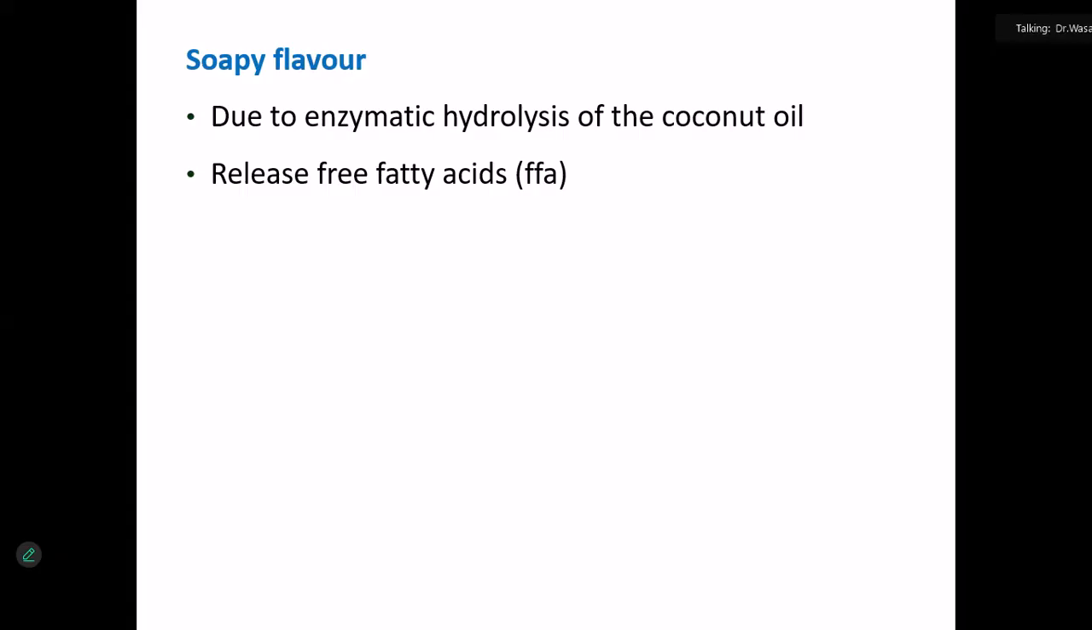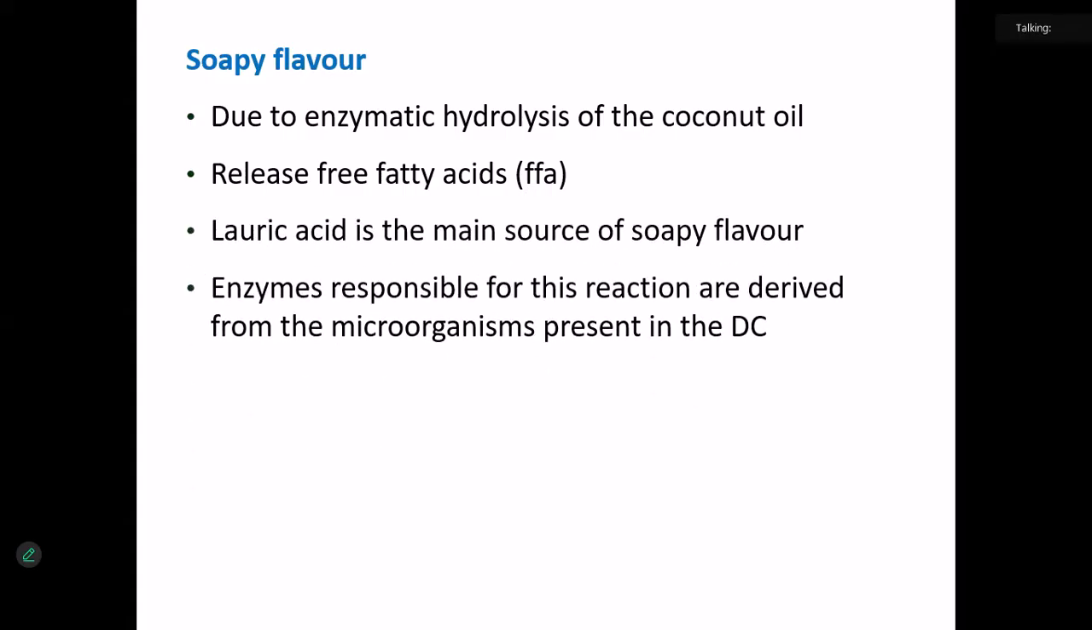Hydrolysis means breakdown by water. You know DC is a fat. Now the fat is converted into fatty acids and glycerol using enzymes, releasing free fatty acids. The main problem is lauric acid, which is the main source of soapy flavor.